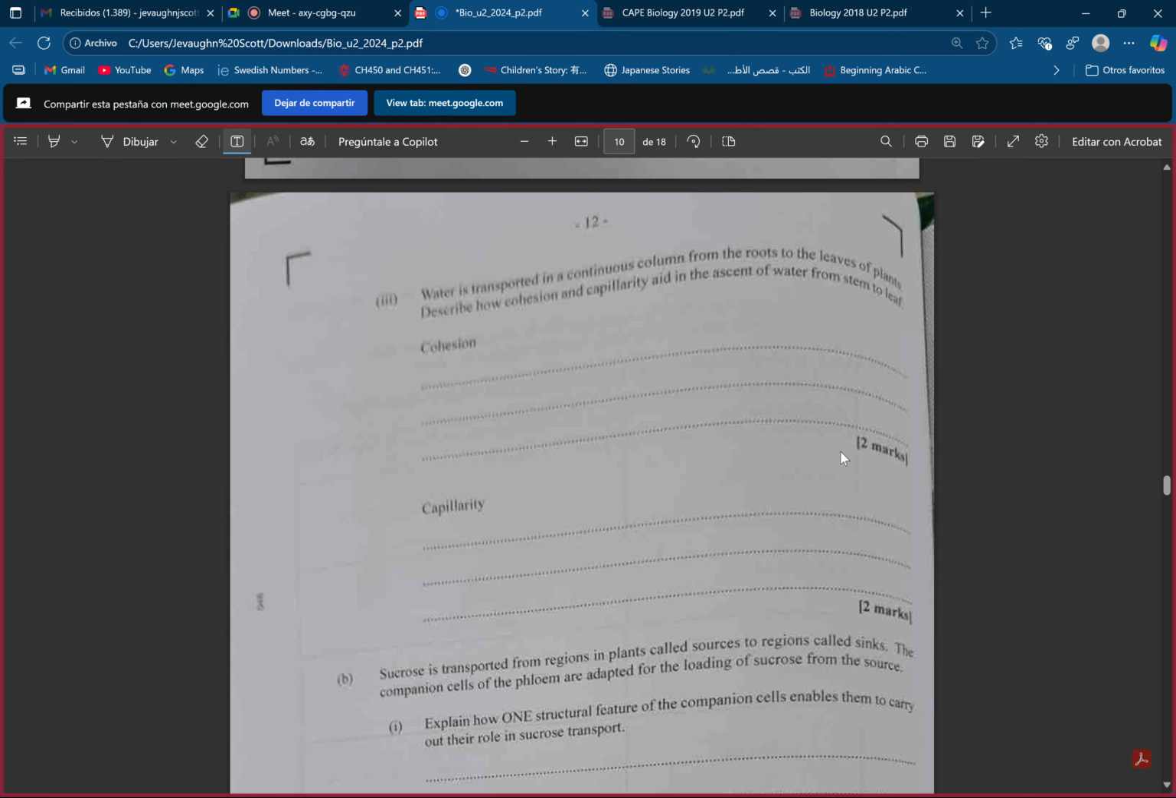Describe how cohesion and capillarity aid in the ascent of water from stem to leaf. Anybody would like to start with cohesion?